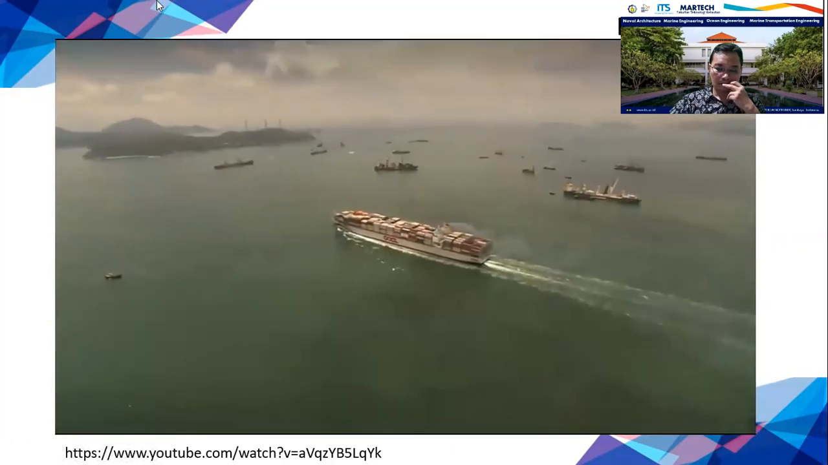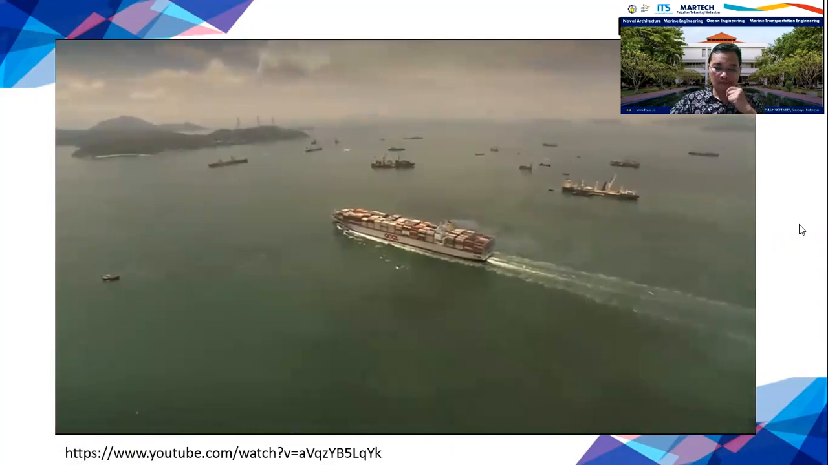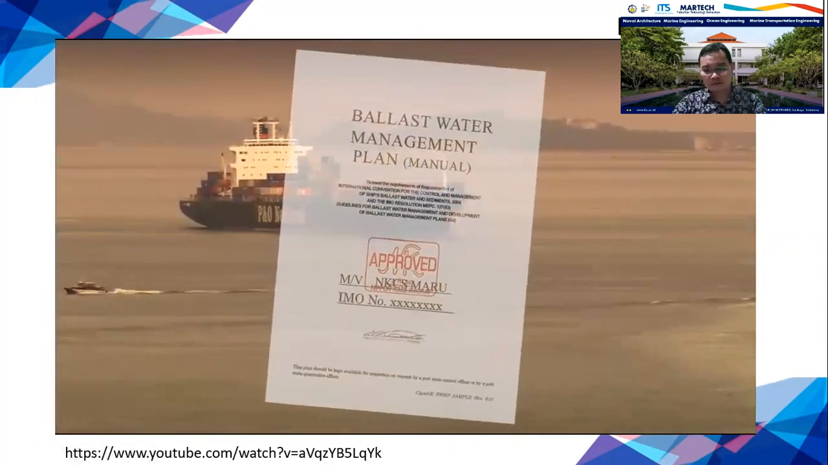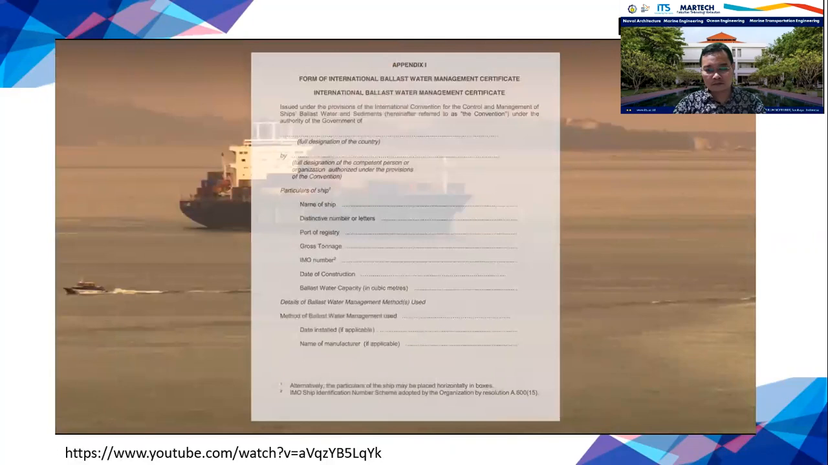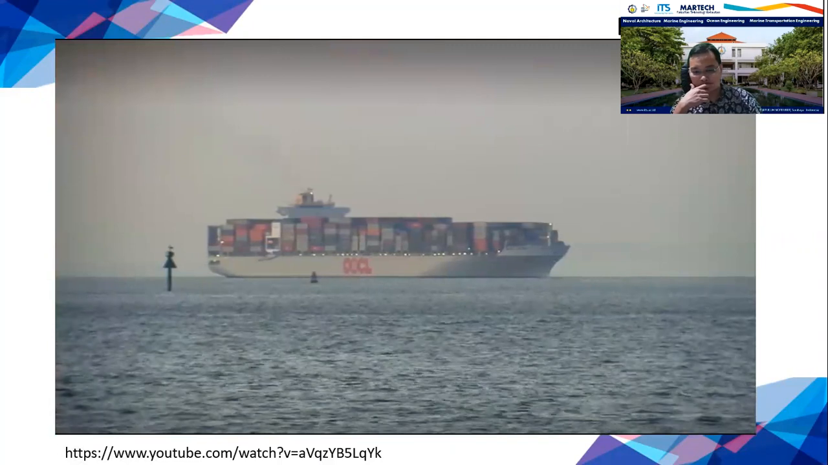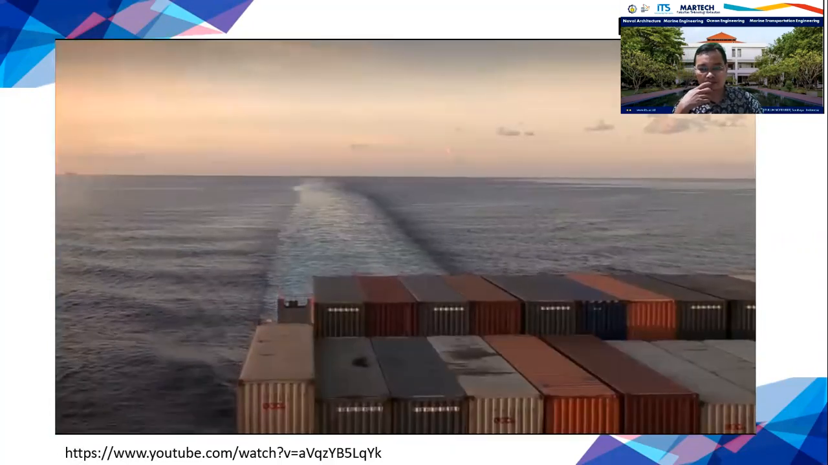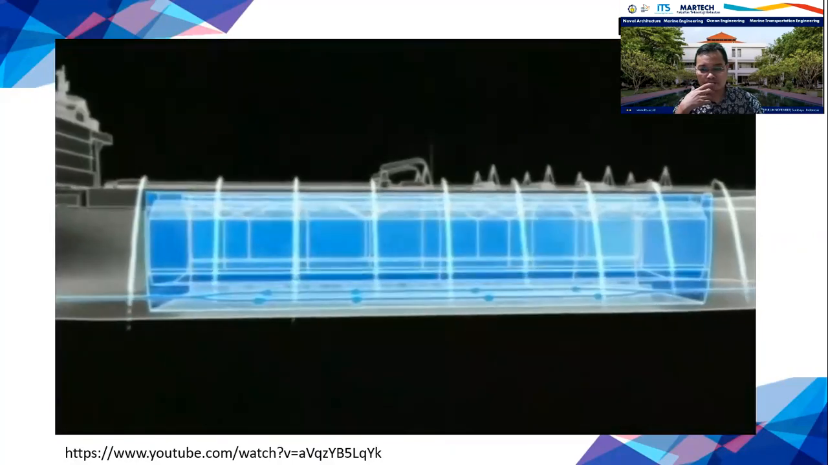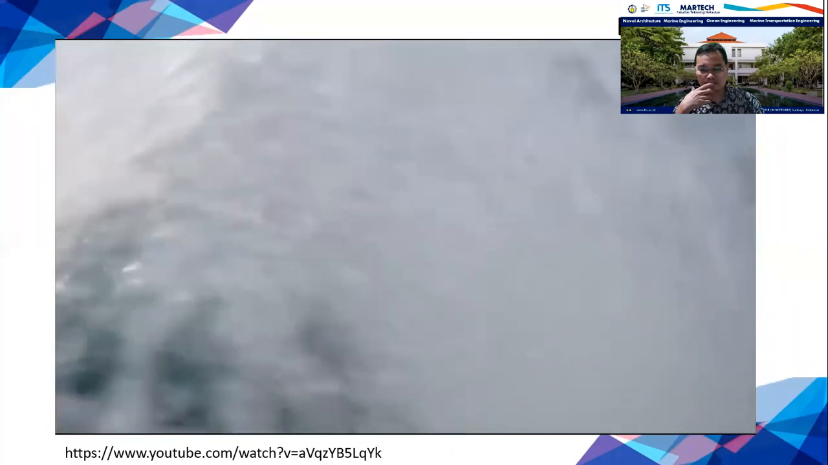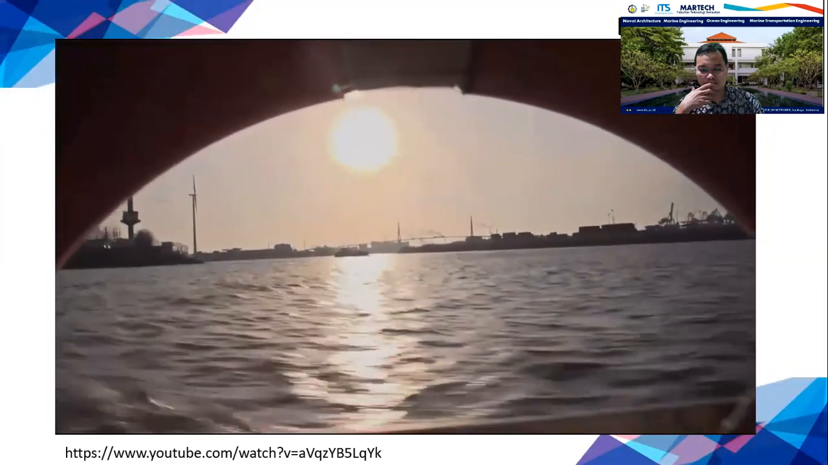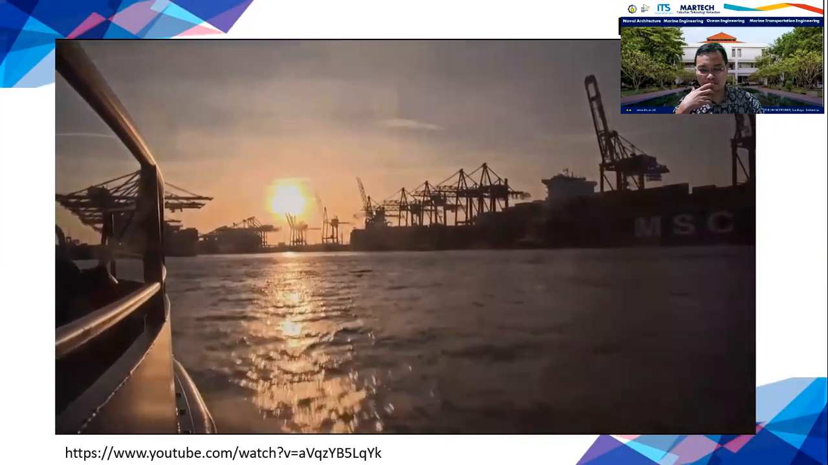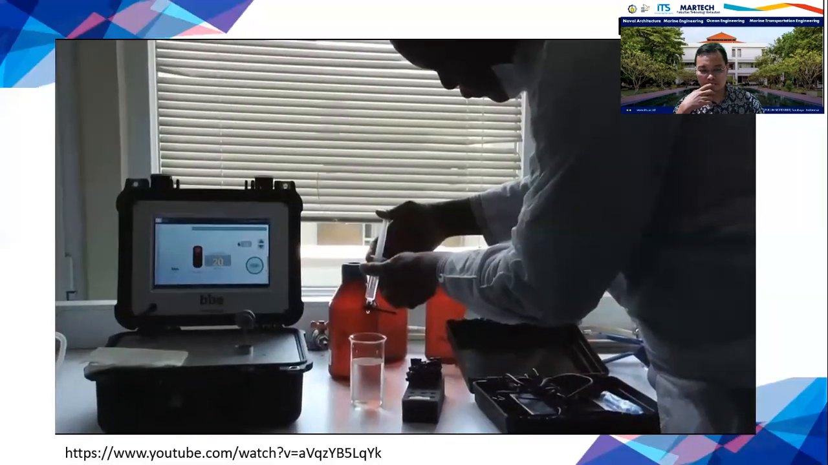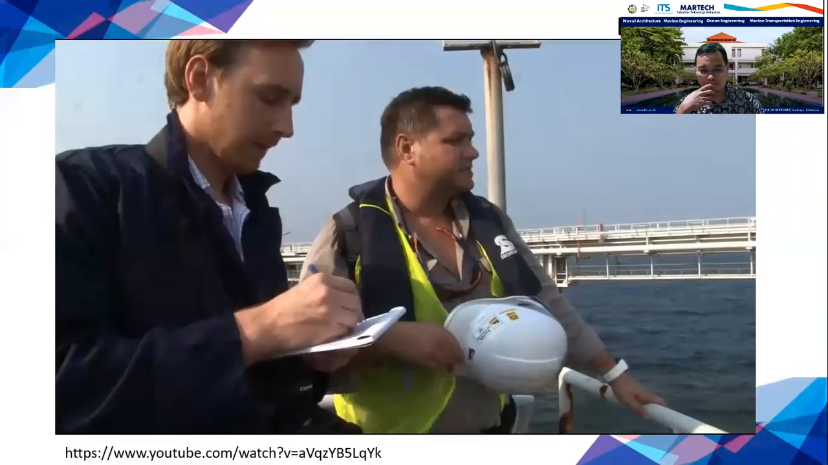For example, all ships, new and existing, must have a ship-specific ballast water management plan and an International Ballast Water Management Certificate issued by or on behalf of their flag state to confirm their compliance. Not only that, all ships will also have to carry a ballast water record book to provide evidence that ballast water procedures have been carried out correctly. And all ships will be subject to inspections by Port State Control to confirm compliance, which may include actually sampling a ship's ballast water as well as inspecting the documentation.